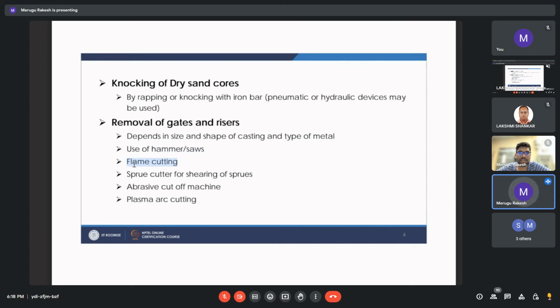In order to remove this gating system, we generally use oxyacetylene cutting. We have three types of flame: neutral flame, oxidizing flame, and carburizing flame. We have to use the oxidizing flame so that it will completely cut the surface as well as remove the gating; basically we use the oxidizing flame for cutting. Then a sprue cutter for shearing of the sprues, or we can use an abrasive cutting machine or plasma arc cutting. This depends on the type of material we are going to cast and the type of casting process we are going to use.